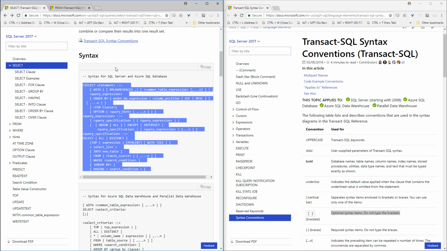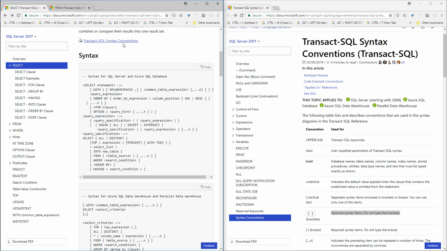So let's get started here. You'll see that the highlighted section here is the syntax diagram for SQL Server. Up here there's a link that you can click and open, and you'll see this on the right hand side, that will let you map those mythical symbols to something that makes sense in your mind.